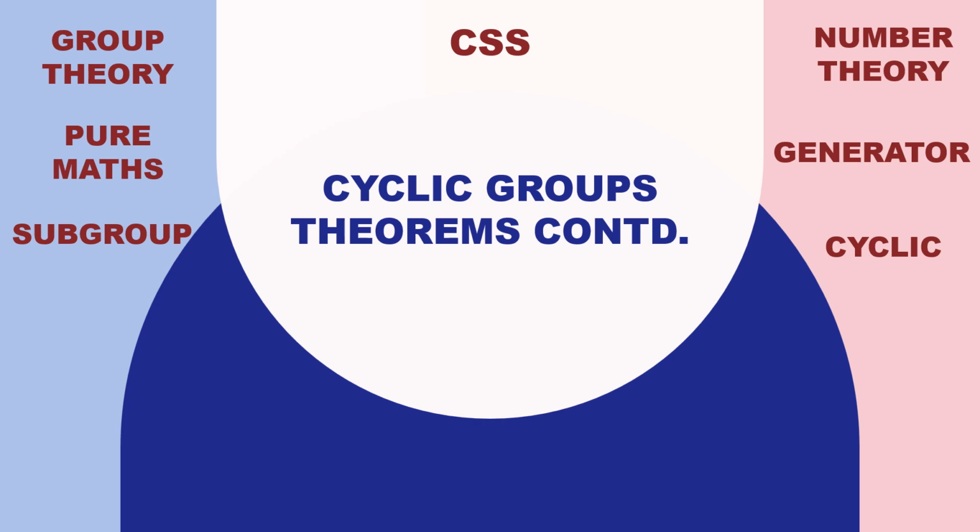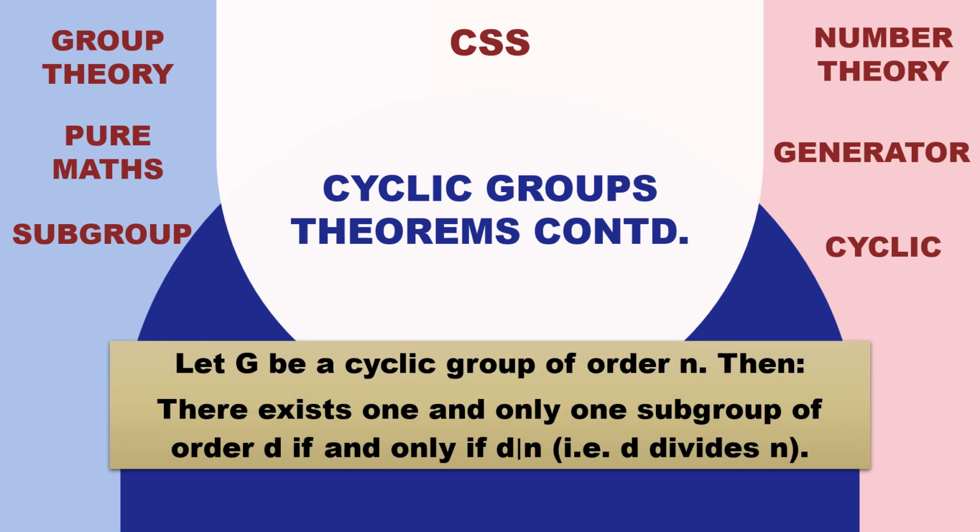In today's video, we're going to tackle a very important theorem of cyclic groups, whose conclusion is going to be used in many future concepts. So we'll see what that is. Let G be a cyclic group of order n. Then there exists one and only one subgroup of order D if and only if D divides n. That is, D divides n.